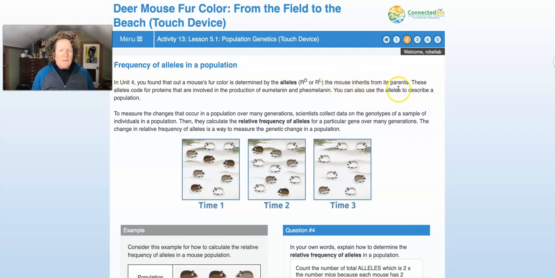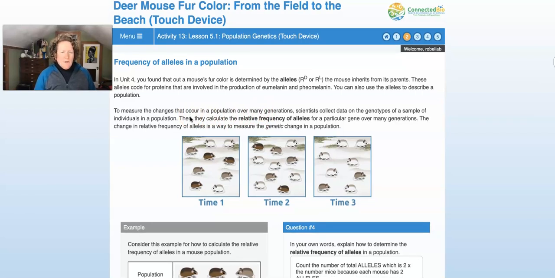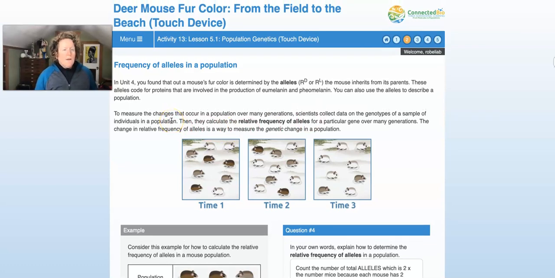The mouse inherits the alleles from the parents. These alleles code for proteins that are involved in the production of eumelanin, that's the dark pigment, and pheomelanin, that's the light pigment. You also use the alleles to describe a population. To measure the changes that occur in a population over many generations, scientists collect data on the genotypes of a sample of individuals in the population, like you going out and grabbing all of the mice maybe from 4 or 5 lots in a neighborhood instead of 10 blocks.